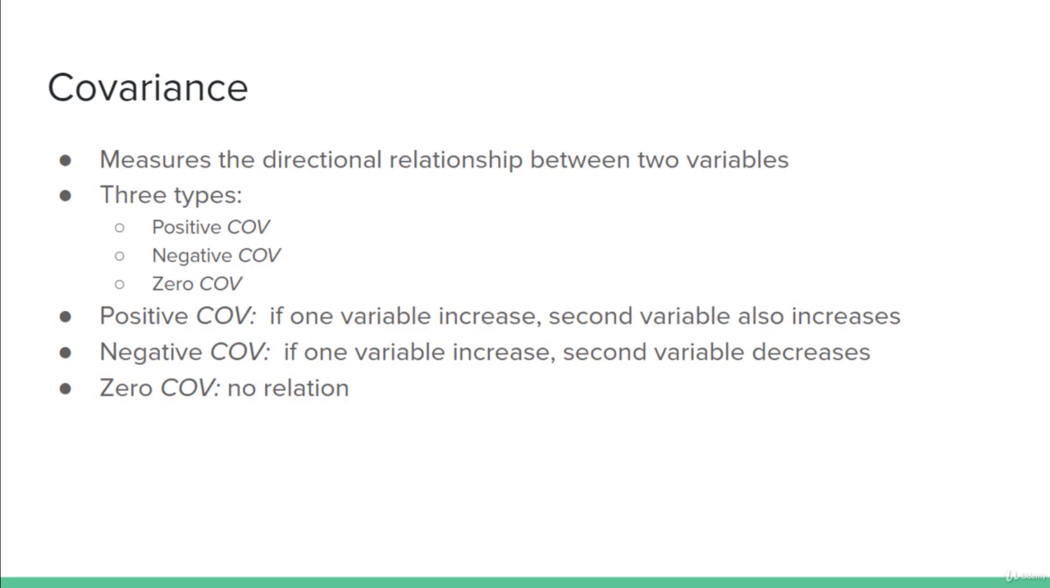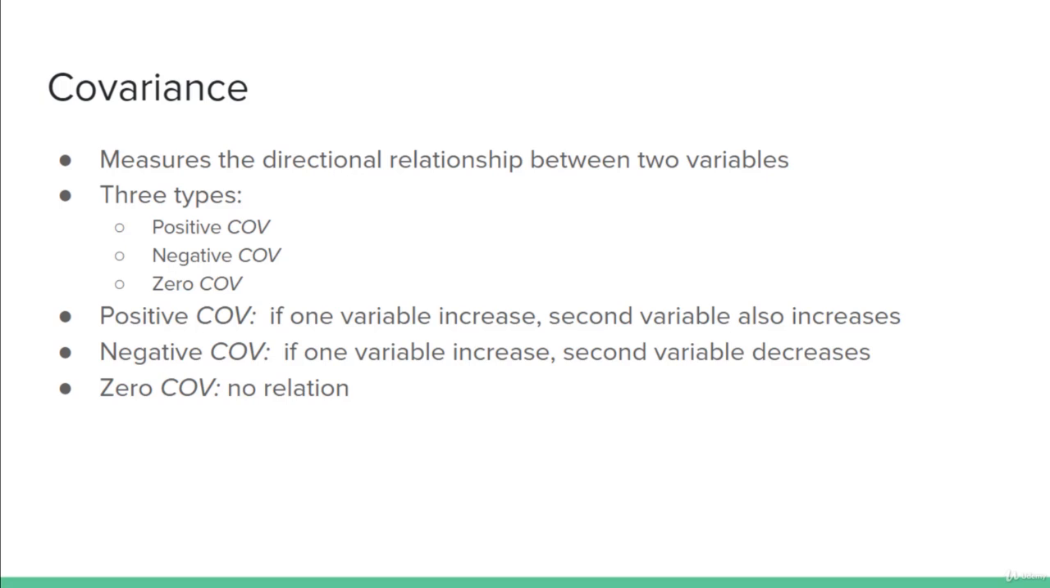So covariance is a measure that tells us the relationship between two variables, and it tells us by positive, negative, and zero values. If the covariance value is positive, we say that the two variables have a direct relationship with one another, which means that if one variable increases, the other variable also increases. A negative covariance value would indicate that if one variable is increasing, the second variable would be decreasing. This exhibits the inverse relationship between the two variables, and zero covariance tells us that there is no relationship between the two variables.